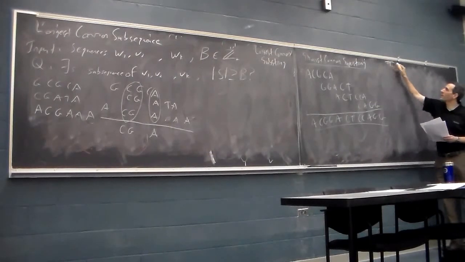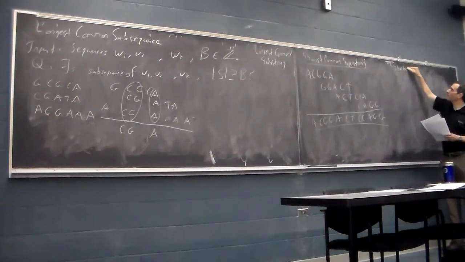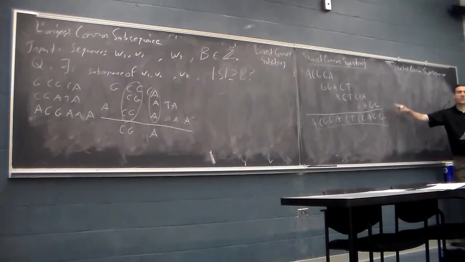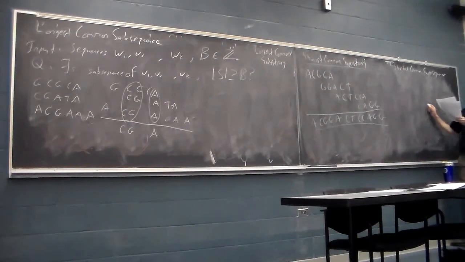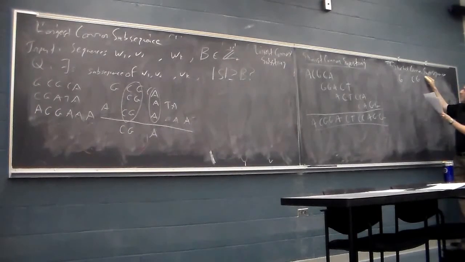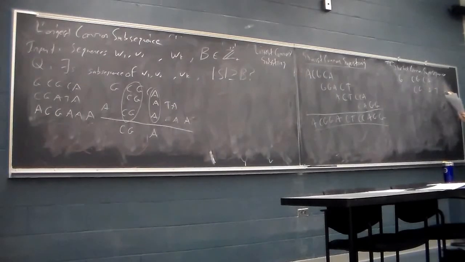There is also a shortest common supersequence problem. It is basically the same thing, except that we are looking for a shortest string such that each of our inputs is a subsequence of it. So if we imagine we had an input, and I'll write these spaced out a bit, say GC, GCA, CG, ATA, and ACG, AA.